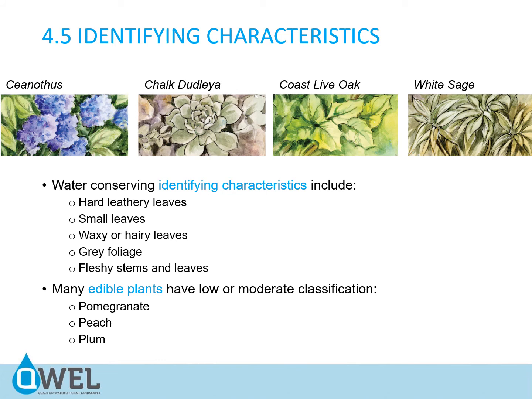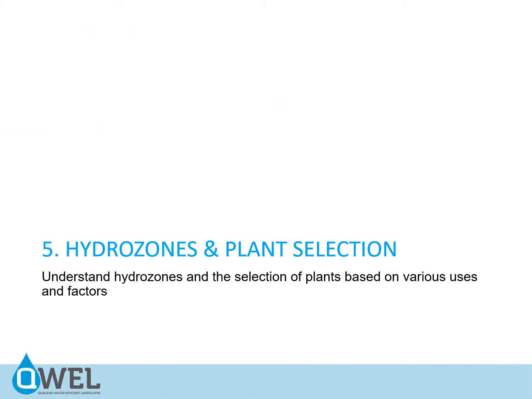4.5, identifying characteristics. So water conserving identifying characteristics include things like hard leathery leaves, small leaves, waxy or hairy leaves, gray foliage, and fleshy stems and leaves. Many edible plants have a low or a moderate classification as well, such as pomegranate, peach, and plum. 5. Hydrozones and plant selection. Understand hydrozones and the selection of plants based on various uses and factors.